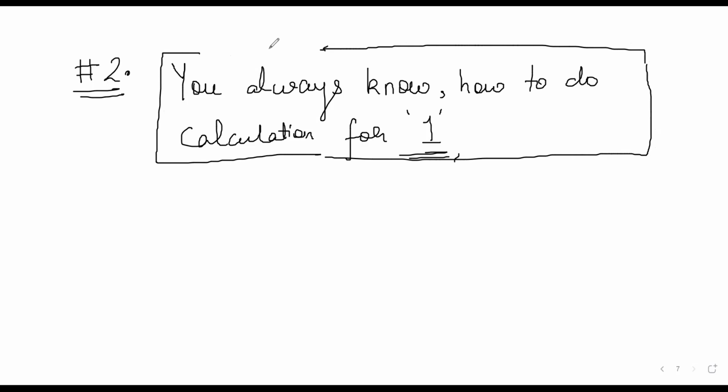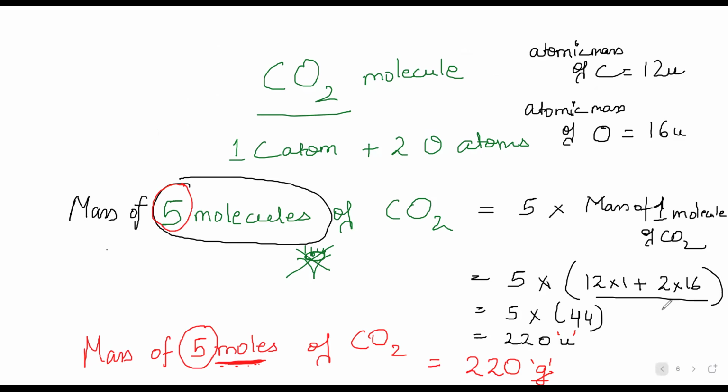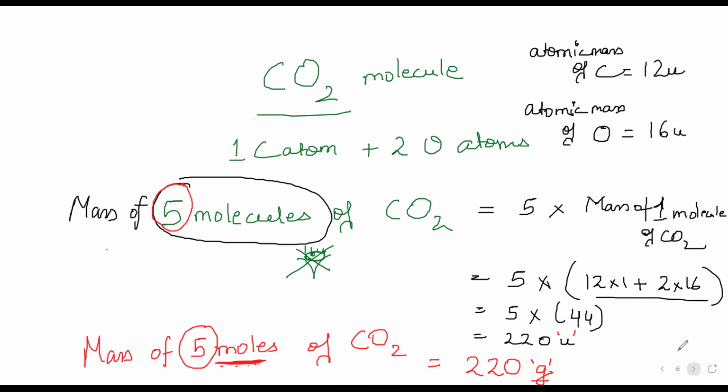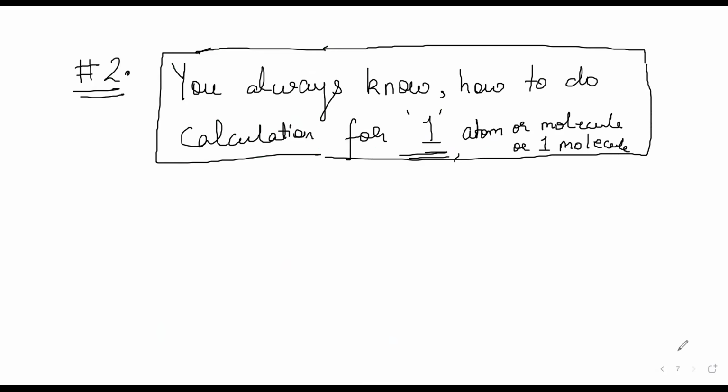If you're stuck, remember that you always know how to do calculations for one atom or molecule or 1 mole of any substance. So for one, you know how to calculate. Like for 1 molecule of water, I know how to do the calculation of mass, right? I did it over here, mass of one molecule. This data I'll get from the periodic table straight away, and I can do the calculation. That becomes a very, very important resource that I know how to calculate things for one.